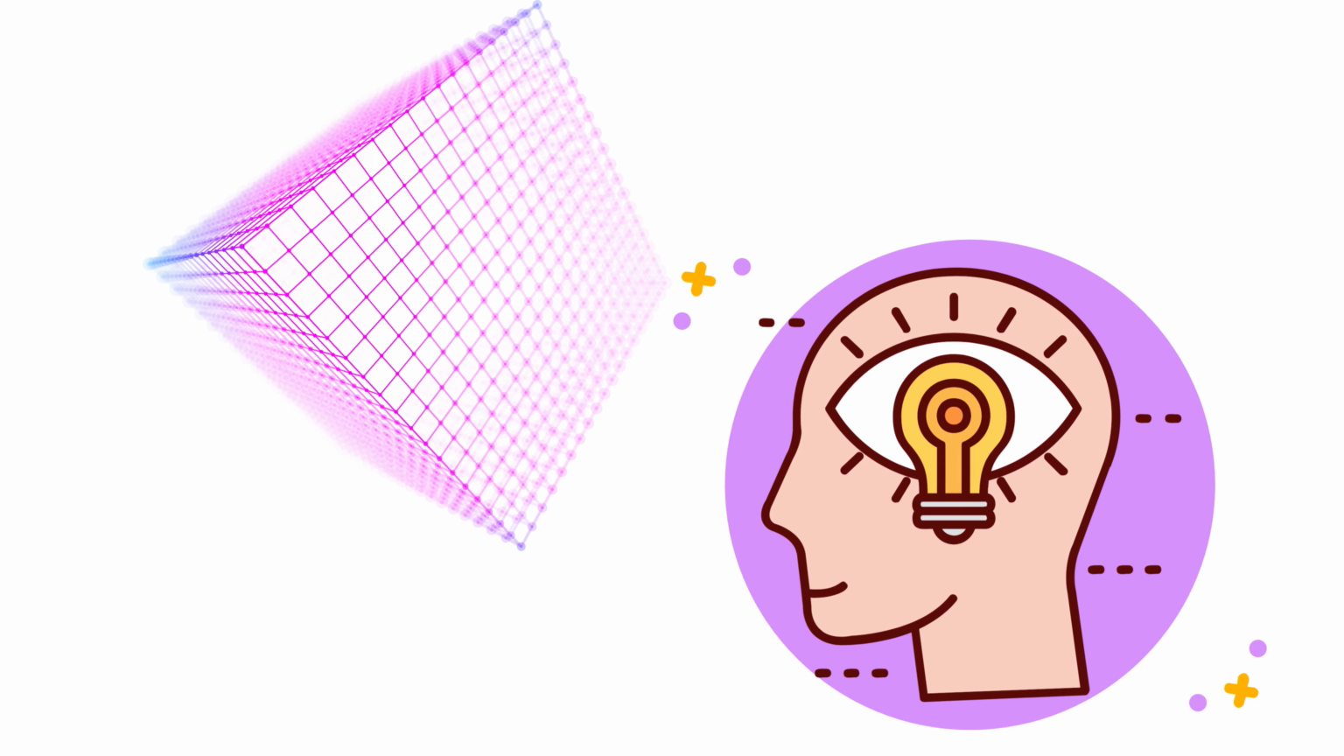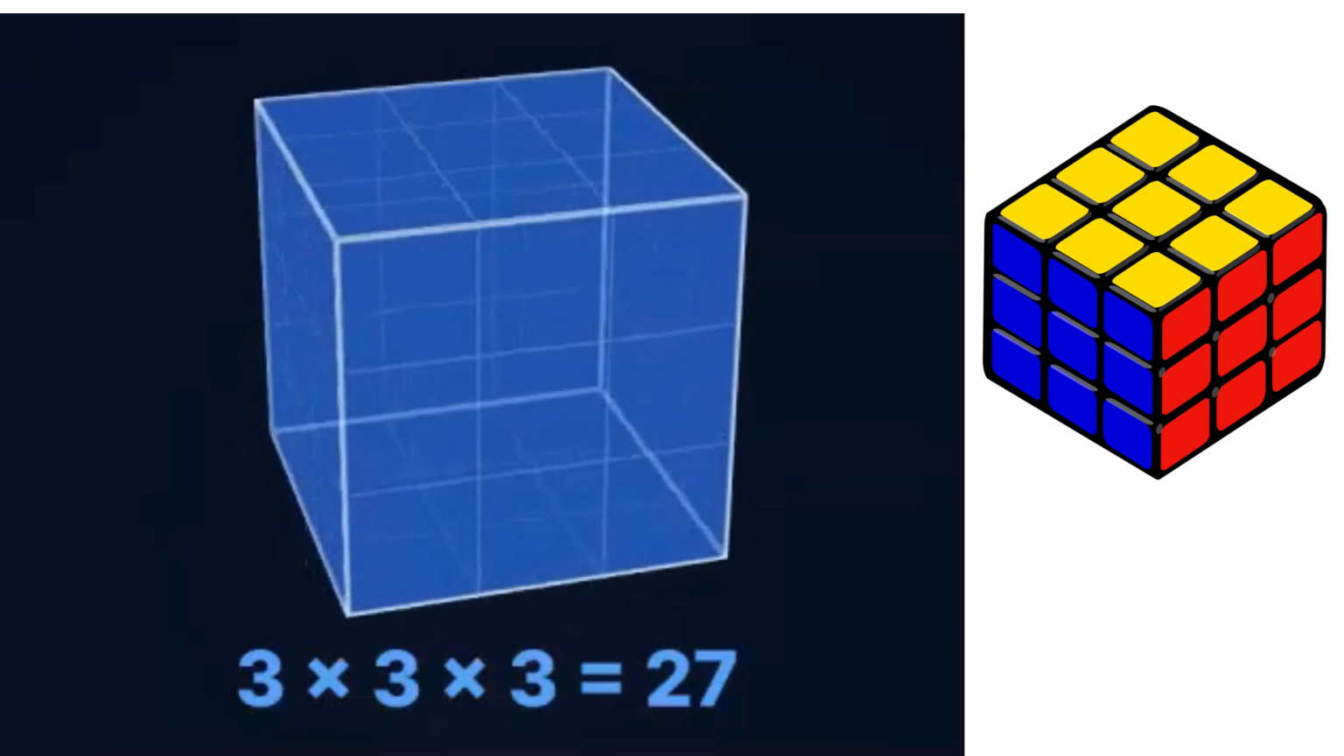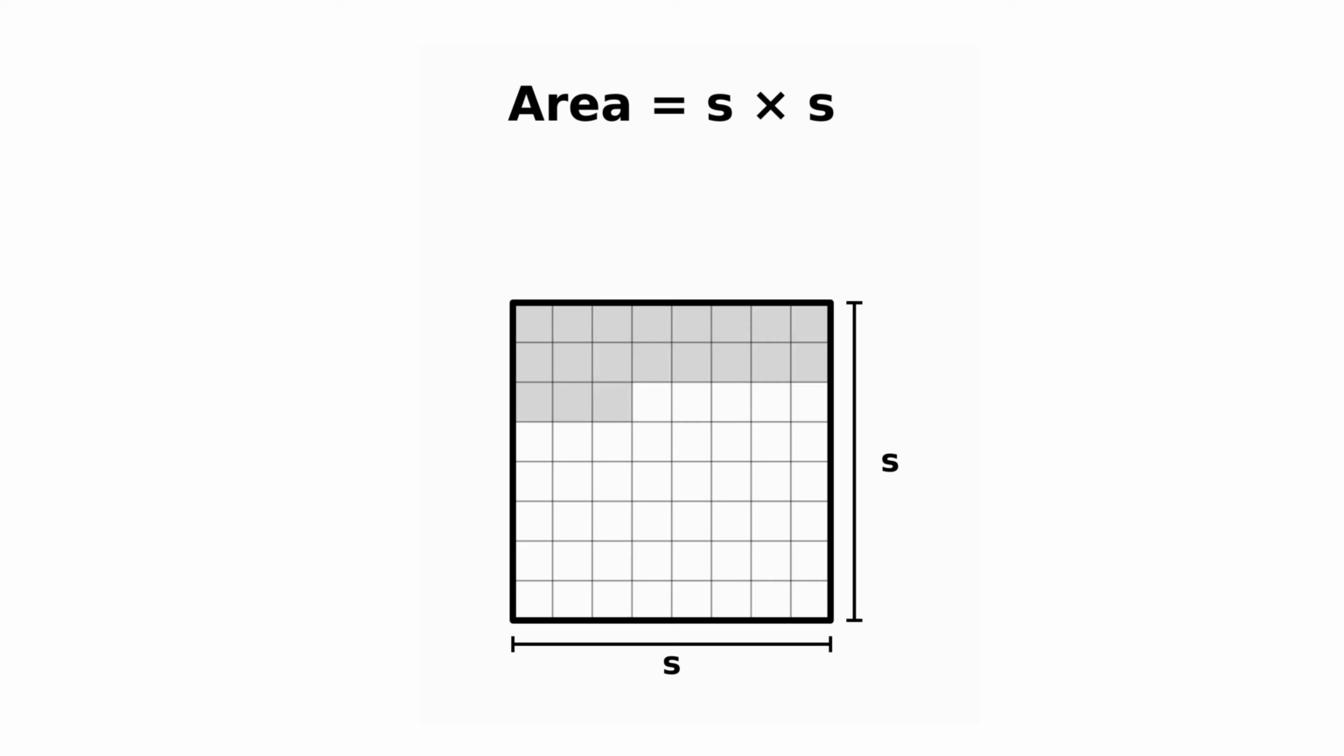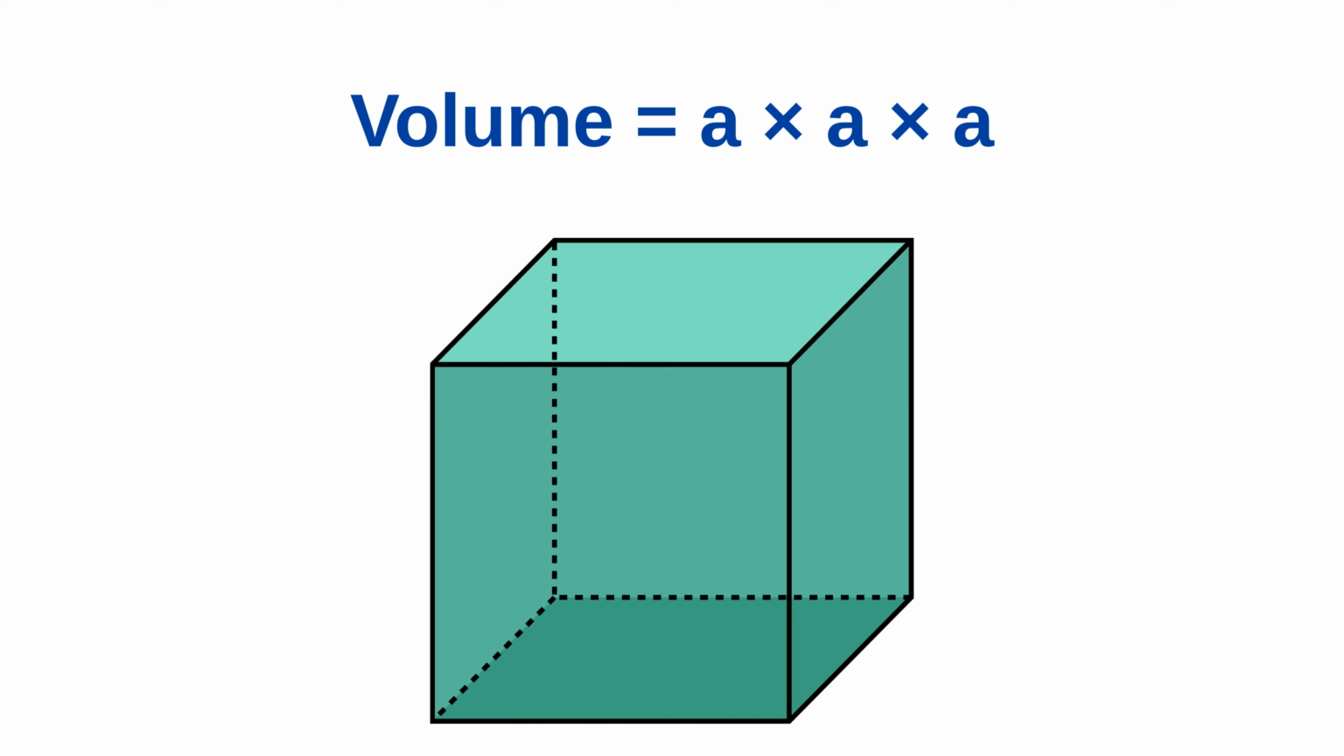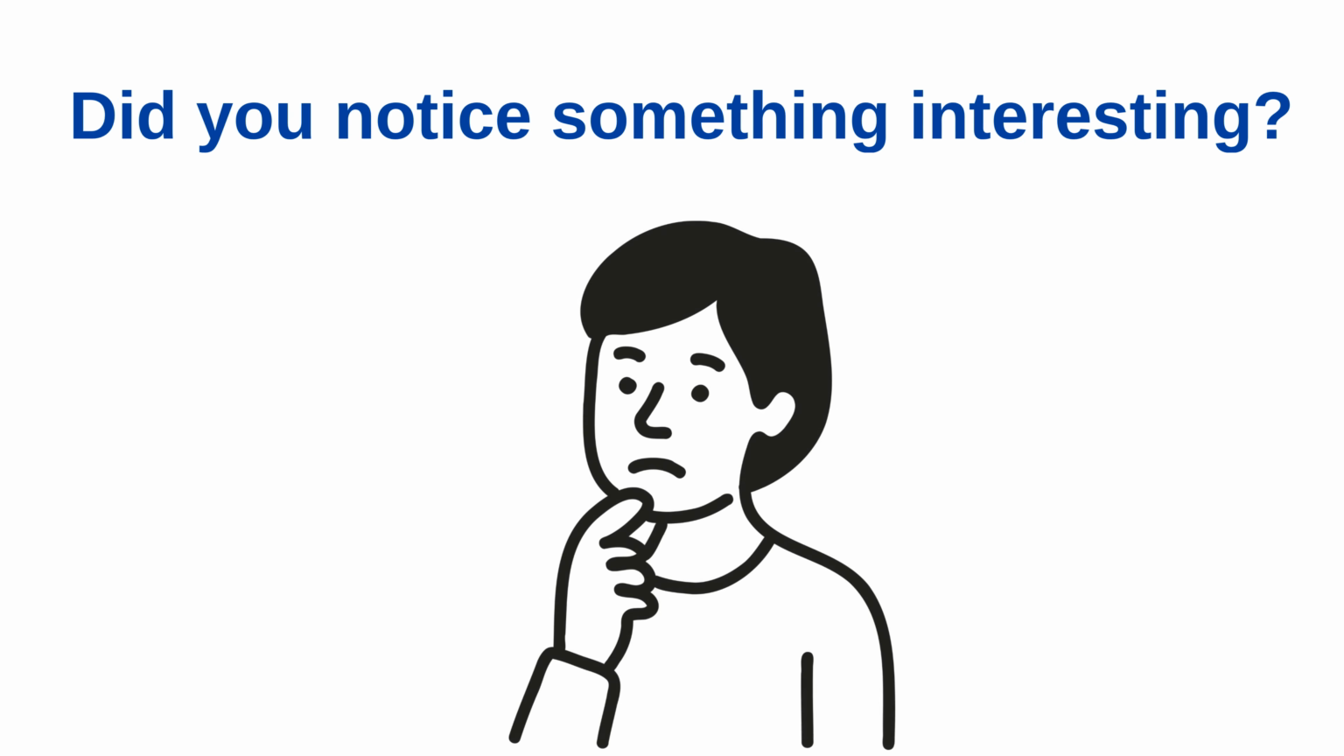To visualize this, imagine a large 3D cube made of smaller boxes. If each side is 3 boxes long, 3 boxes wide, and 3 boxes high, the total number of small boxes is 3 times 3 times 3, which is 27. While squares help us measure flat area, cubes help us measure 3-dimensional volume. Did you notice something interesting?